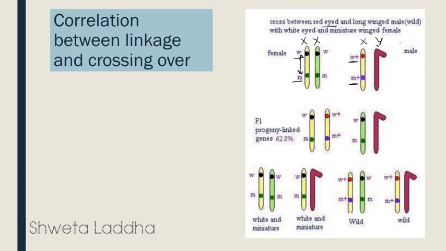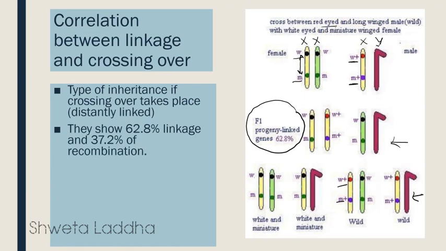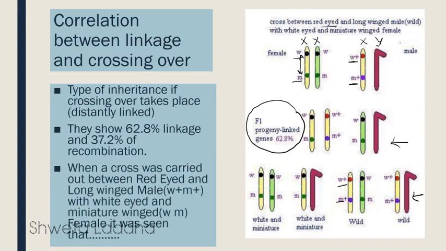In this first picture you can see the F1 progeny is an exact copy of the parental combination, and even F2 is an exact copy of the parental. Look over here: WM in the yellow chromosome, WM in the green chromosome, WM in this chromosome, M plus W plus. So the combination is exactly like the parent, but this percentage is 62.8% if the genes are located far away from each other. For distantly linked genes, the chance of the progeny being an exact copy of the parent is 62.8%, but there is a 37.2% chance of recombination.